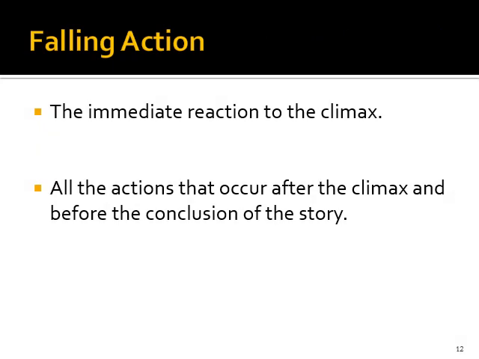The next one is the falling action. The immediate reaction to the climax, all the actions that occur after the climax and before the conclusion of the story. After the climax, the reader realizes exactly who is good, what the particular character is trying to say, and what message the author is trying to convey. So this clear-cut picture is also understood in the section of falling action. It is going near to the conclusion of the story.